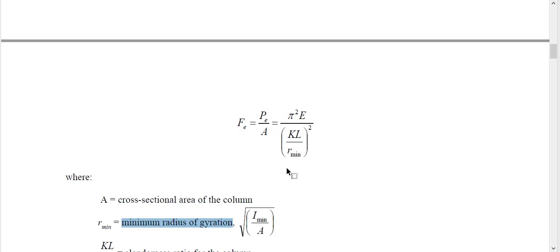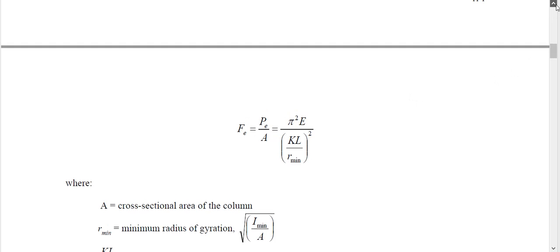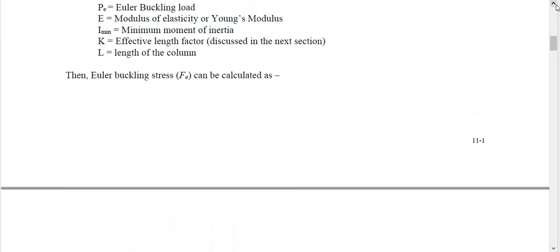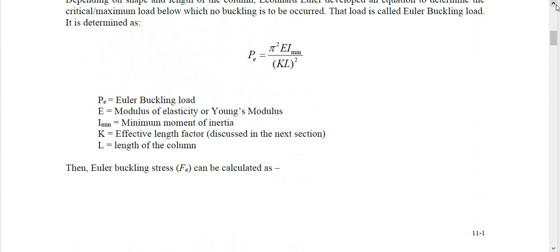So Euler buckling equation has two forms. One is by load, one is by stress. So this is by stress, F_E. It is very popular to use in the steel design chapter or steel design topic. They use stress as F. So do not get confused between F and P. F means stress in steel design specification. Again, the symbol doesn't matter as long as you understand. You can use your own symbol also.